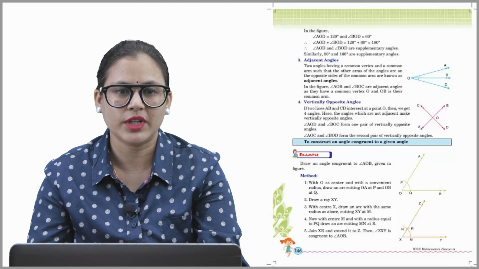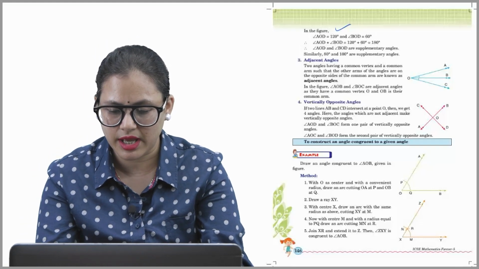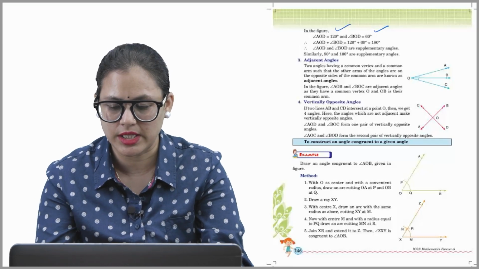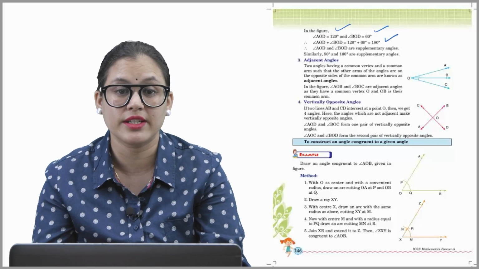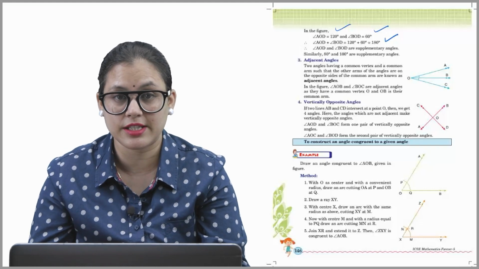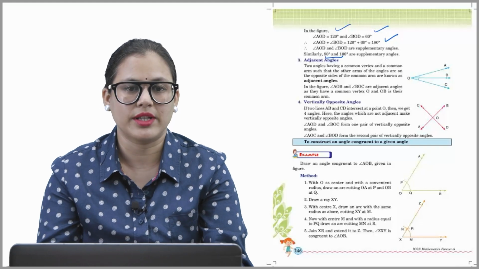In the figure on the previous page, angle AOD was 120 degrees and angle BOD is 60 degrees. AOD plus BOD is equal to 120 plus 60, which is equal to 180 degrees. So angles AOD and BOD are supplementary angles. Similarly, these angles are supplementary because the sum of these angles is 180, right?